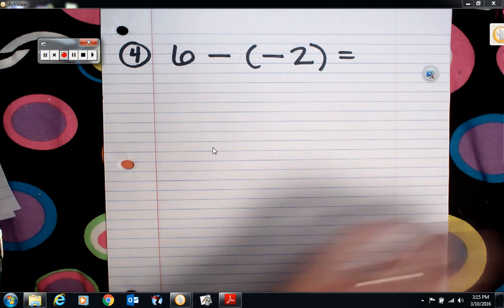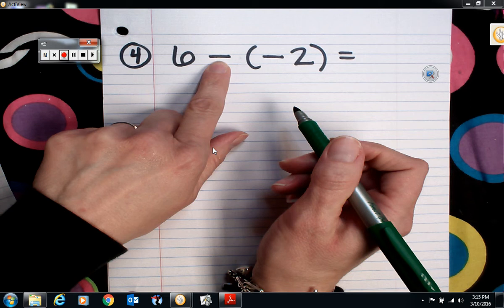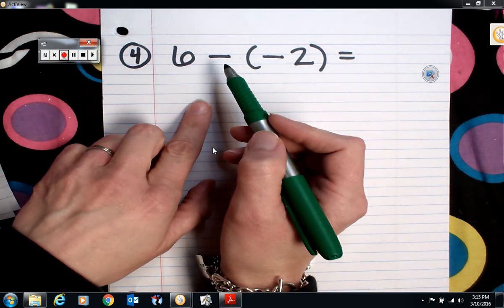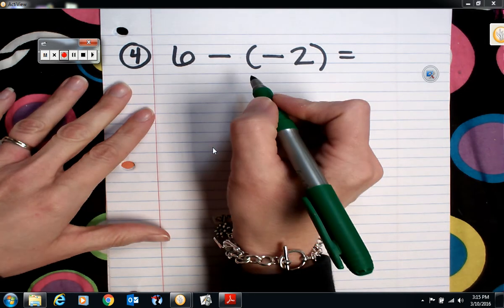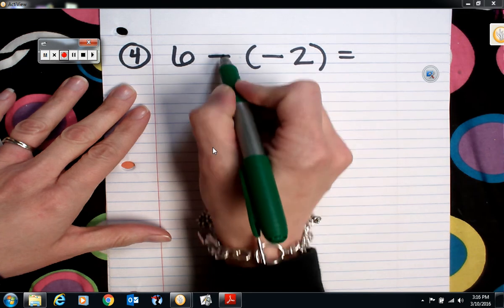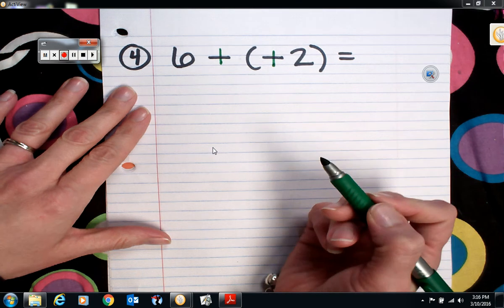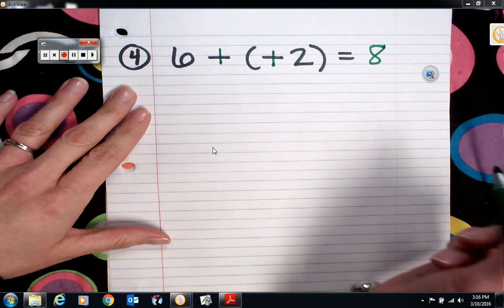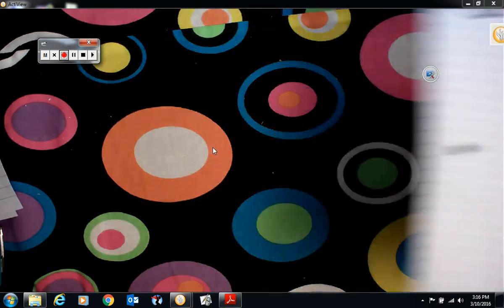Last one. So this time let's use our rule. I'm going to subtract negative 2. So instead of subtracting negative 2, that's the same thing as adding a positive 2. So my rule is going to be to add the opposite. So instead of subtracting, I'm going to add. Bam, bam, because I want to add the opposite of negative 2. 6 plus 2 is 8. So 6 minus negative 2 is the same thing as 6 plus 2, which is 8.